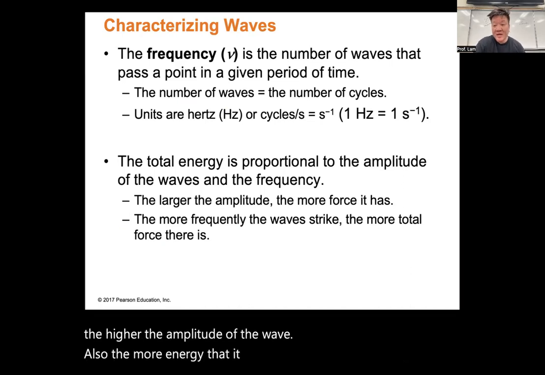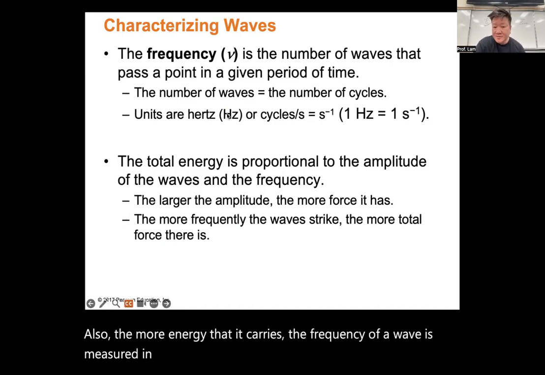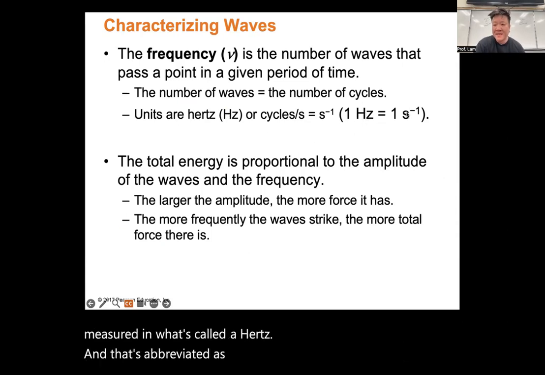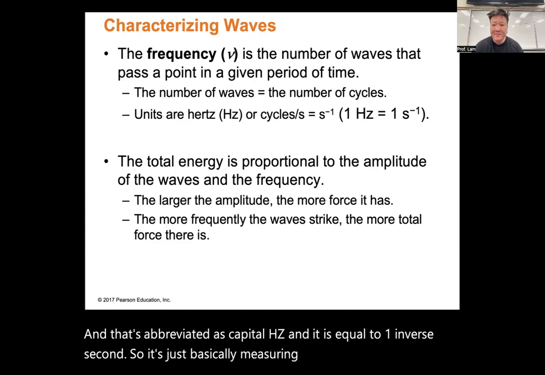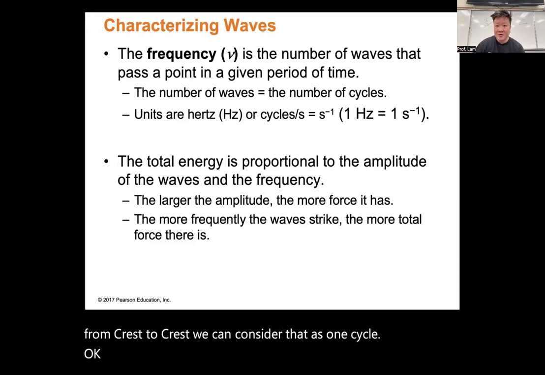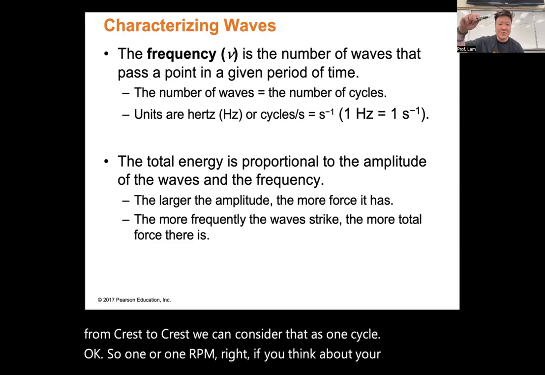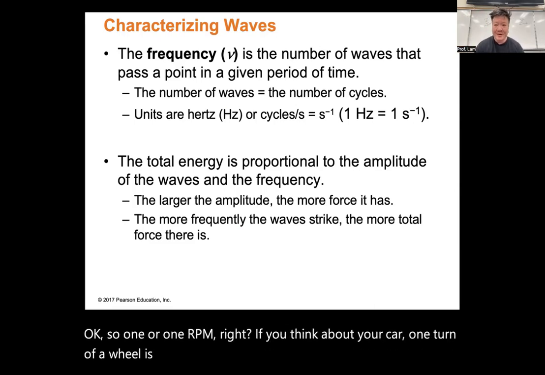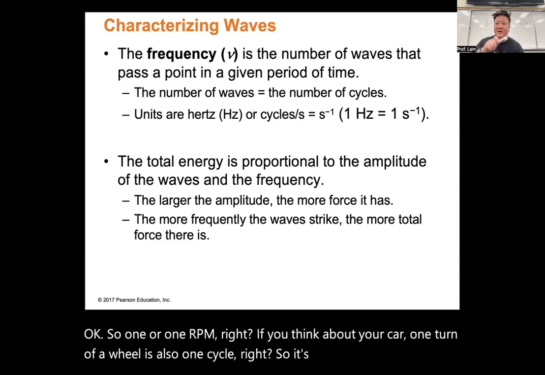The frequency of a wave is measured in what's called a hertz, and that's abbreviated as capital H, Z, and it is equal to 1 inverse second. So it's just basically measuring cycles per second, right? So from crest to crest, we can consider that as 1 cycle. Okay. So 1 RPM, right? If you think about your car, 1 turn of a wheel is also 1 cycle, right? So it's the same thing with the wave.